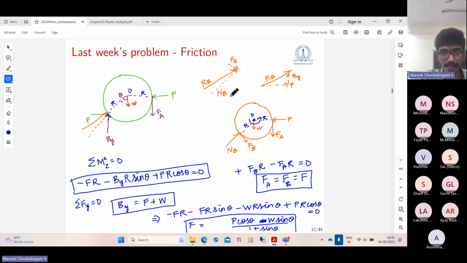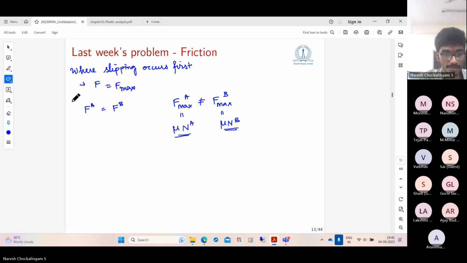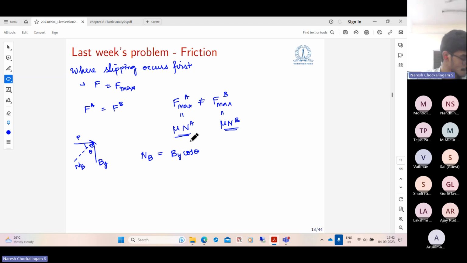The normal force at the point B, you can resolve these forces along this direction. So you have the horizontal force P, you have the vertical force By, and you have the normal force N at B. This angle is theta. So the normal force at the point B is nothing but By cos theta plus P sin theta.